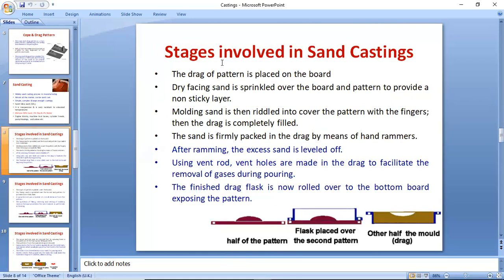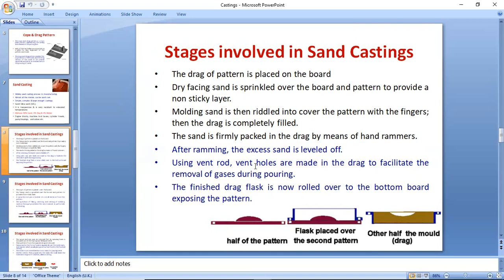Next we discuss the stages involved in sand casting. The drag of the pattern is placed on the board. Dry facing sand is sprinkled over the board and pattern to provide a non-sticky layer. Molding sand is then riddled to cover the pattern with the fingers. Then the drag is completely filled. The sand is firmly packed in the drag by means of hand rammers. After ramming, the excess sand is leveled off.